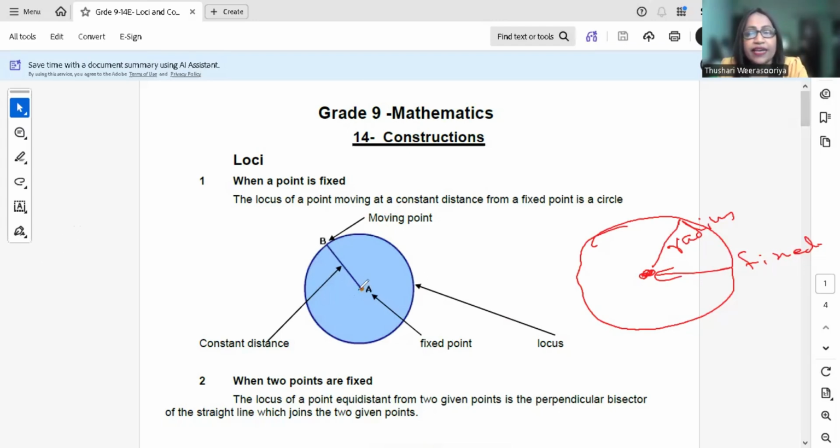Now look at this diagram. A is the fixed point. This is the locus. The constant distance is r, that is the radius. And the moving point is this. It is moving everywhere by keeping the constant distance. Now let's move on to the second theory of the loci.